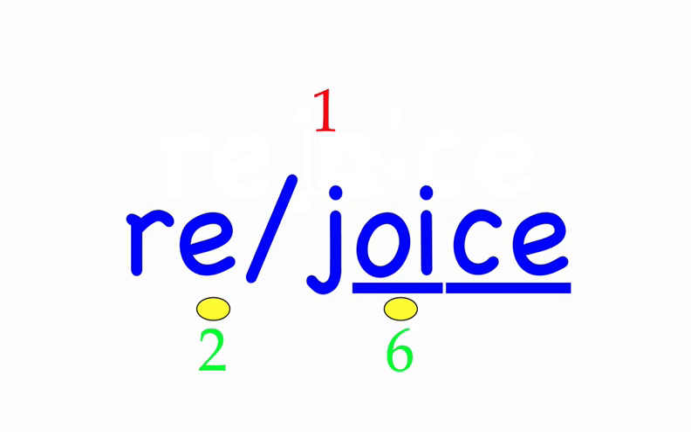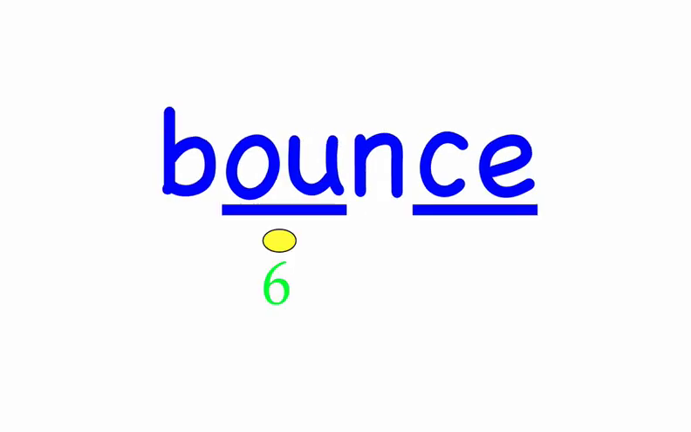Row 6, bounce. Bounce the ball. Bounce, four sounds: B, ow, n, s. Mark the word.